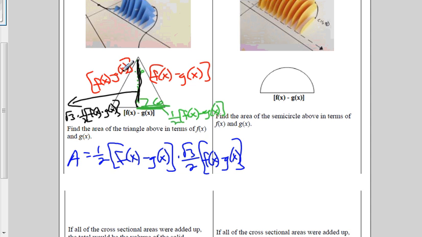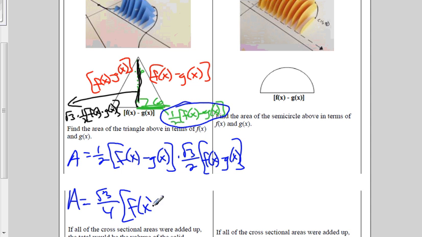So when we look at the equilateral triangle, area of any triangle is 1/2 base times height. So there's 1/2, there's the whole base, f of x minus g of x, or we can look at it as 1/2 base right here, times the height. And what is the height? That's the square root of 3 times 1/2, which is square root of 3 over 2, times f of x minus g of x. So now let's simplify this. So the area of all equilateral triangles is going to be square root of 3 over 4 times f of x minus g of x all squared.